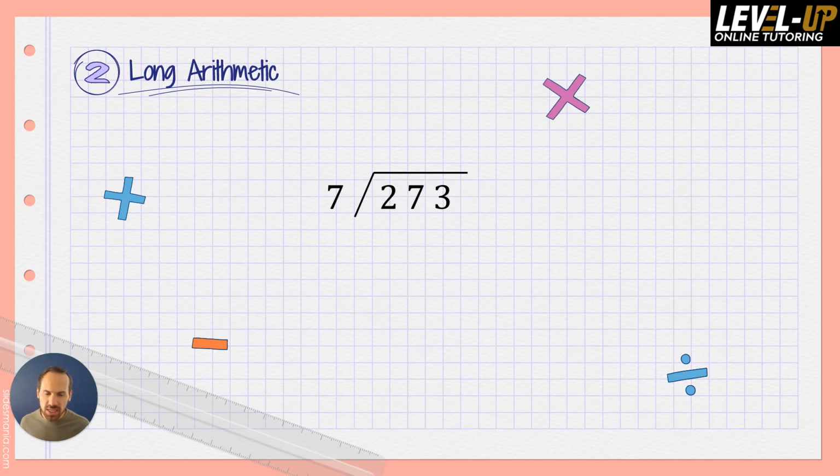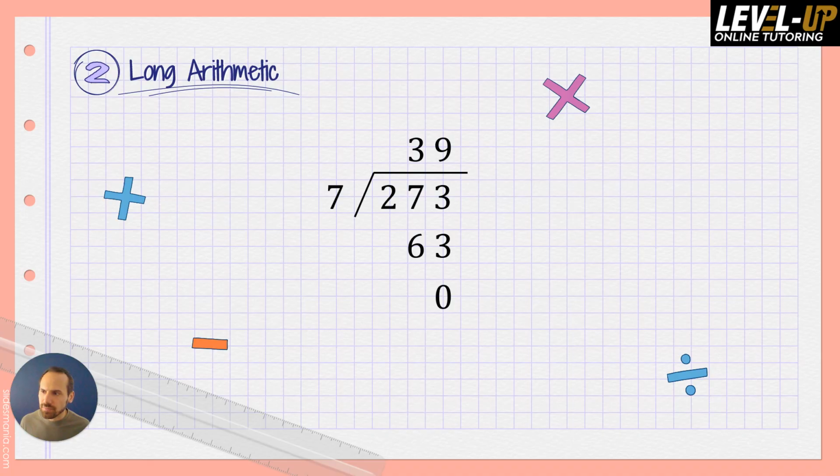We can't do that because 2 is less than 7. So we do 27 divided by 7, and we can get 3 lots of 7 in there. That gets us to 21, but we have a remainder of 6. So we put that 6 down there. And again, we can't do 6 divided by 7. So we bring down the 3 and we do 63 divided by 7, which is 9. And we get a remainder of 0. So once we get to the end like that, with a remainder of 0, we know we're done and we've divided this completely.